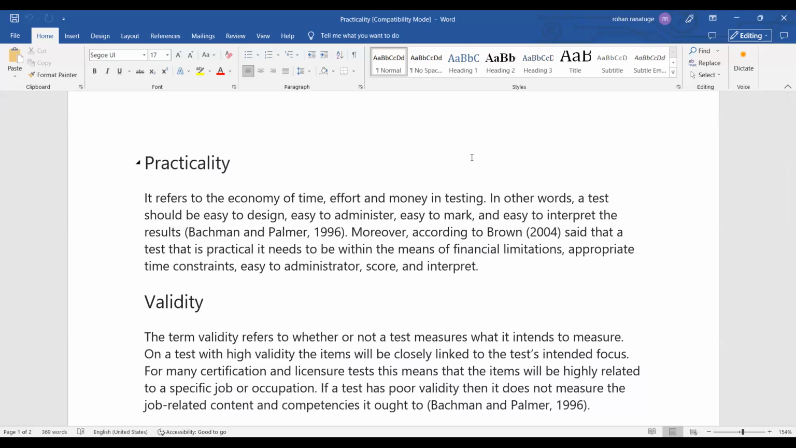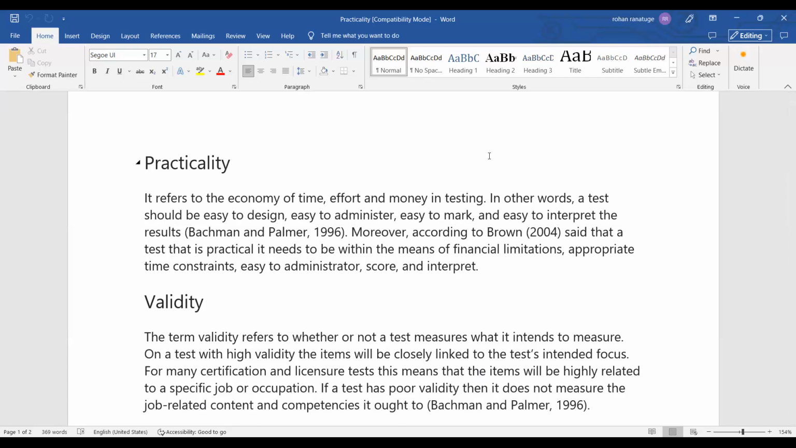Moreover, according to Brown 2004, a good test is practical. It needs to be within the means of financial limitations, appropriate time constraints, easy to administer, score, and interpret. So those qualities should be there if the paper is high in practicability or practicality. Right? A paper, if you cannot conduct it easily.